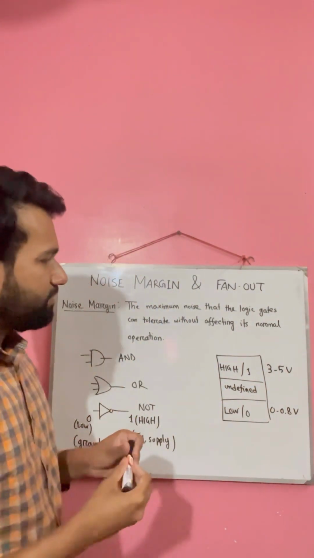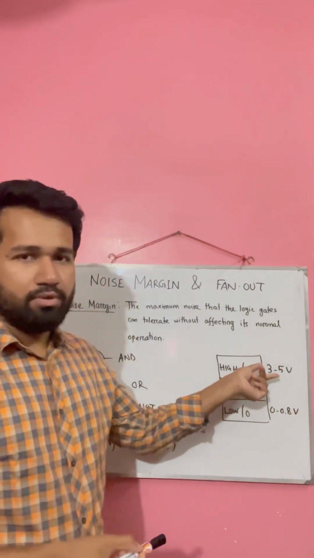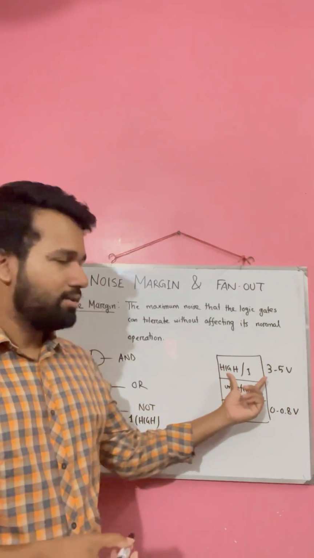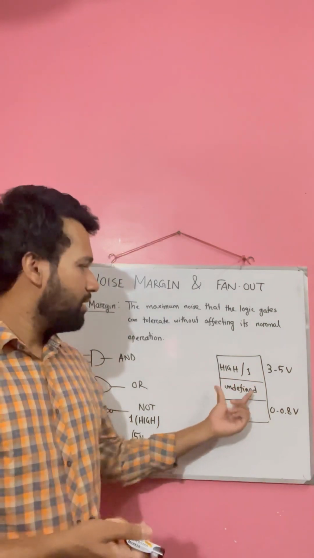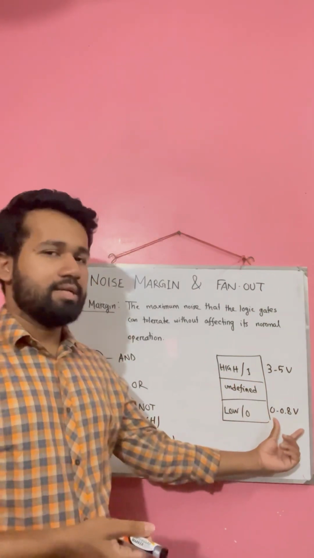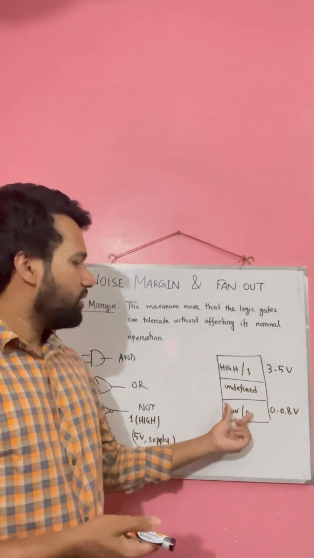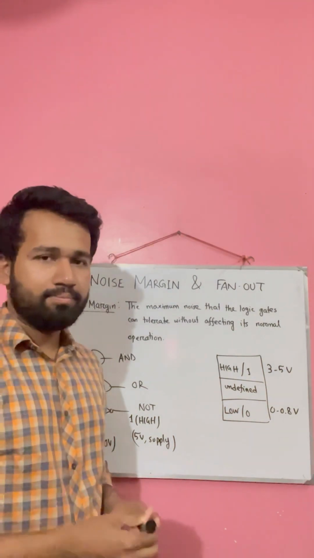So, if our voltage level is less than 3 volt, it will no longer be considered as high state logic or the one logic. And if our voltage level is greater than 0.8 volt, it will no more be considered as zero state logic or low state logic.